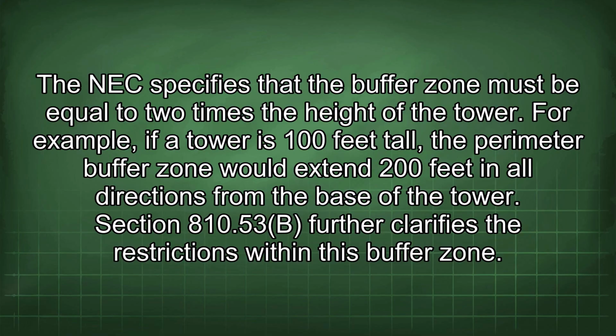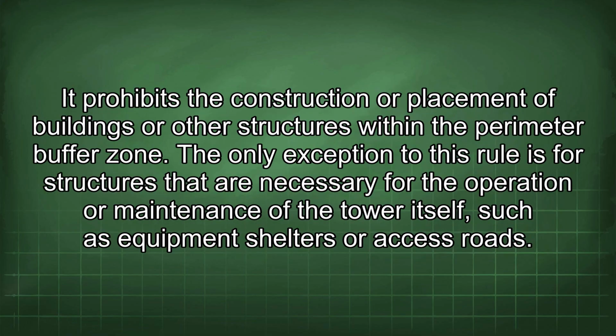Section 810.53b further clarifies the restrictions within this buffer zone. It prohibits the construction or placement of buildings or other structures within the perimeter buffer zone. The only exception to this rule is for structures that are necessary for the operation or maintenance of the tower itself, such as equipment shelters or access roads.